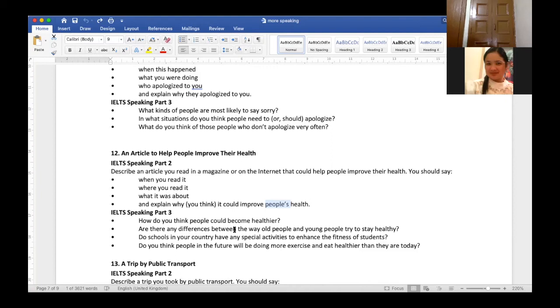Aside from that, those kinds of articles provide health education to people. It can also help them to understand the importance of living a healthier life.